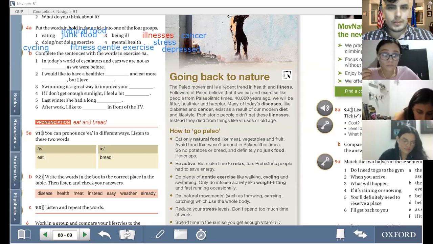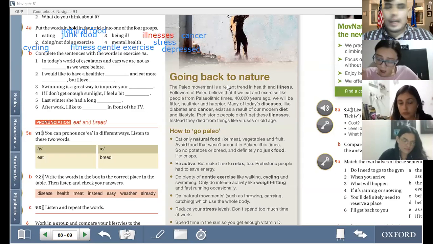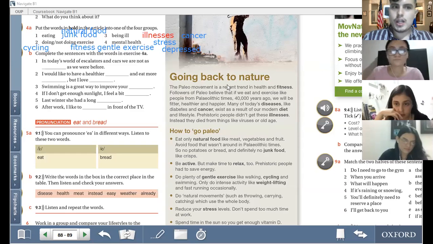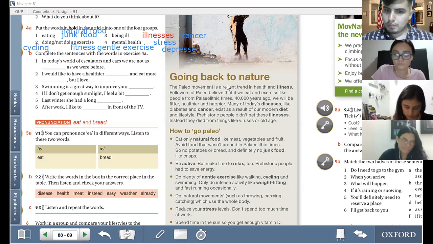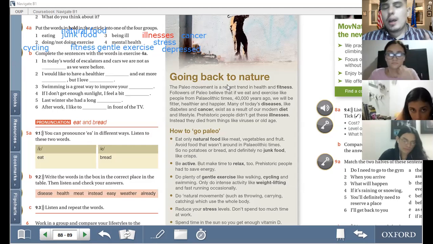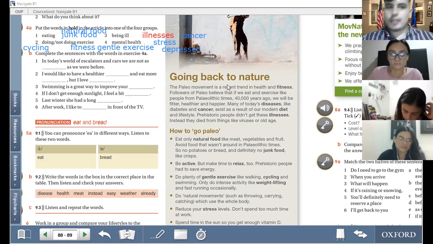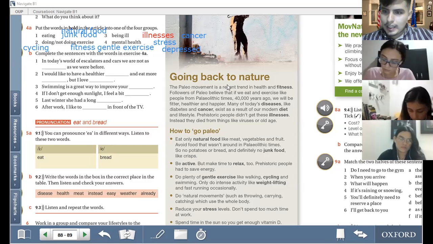So, okay, I think the exercise was basic. And first thing I need to say, thank you very much for your participation. So we've got category number one, natural food, right? And junk food. That's good. Category number two, doing or not doing exercise. So we've got cycling, fitness, all right, that's good. Gentle exercise, and the one Luisa said, right?